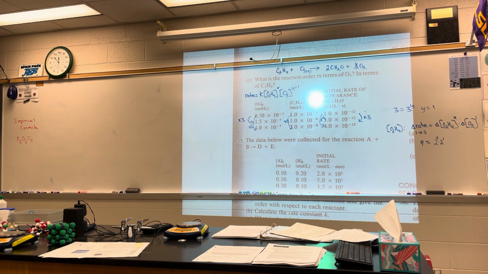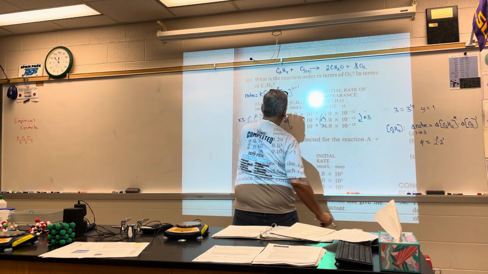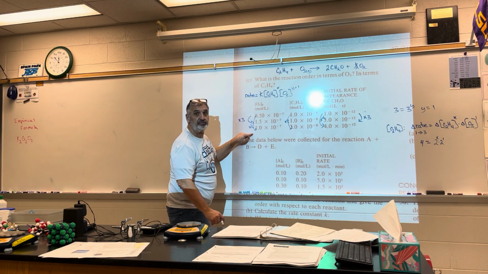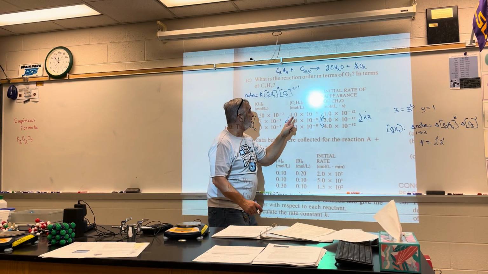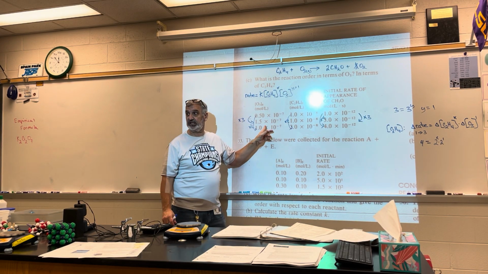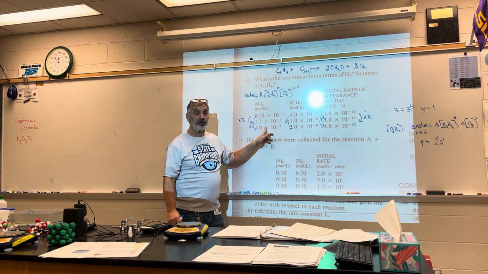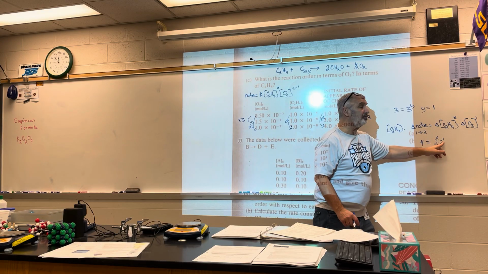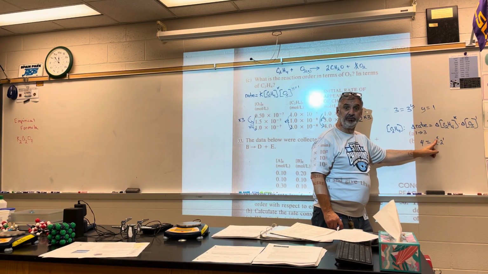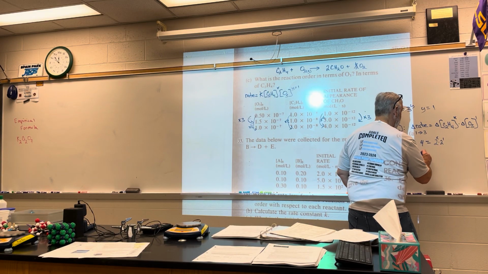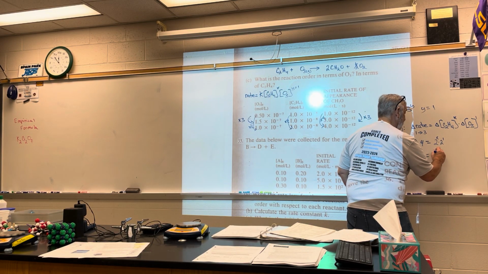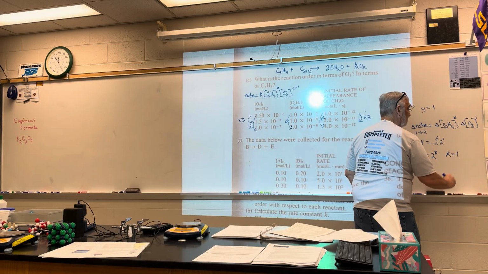We're doubling this concentration and we're doubling this one. But we know how much this change is going to affect it. It's first order with respect to the O3. So it's not a variable, it's not a y anymore, now it's a 2 to the 1. So I only have one variable. So 4 divided by 2 gives 2, so 2 is equal to 2 to the x, so x equals 1.